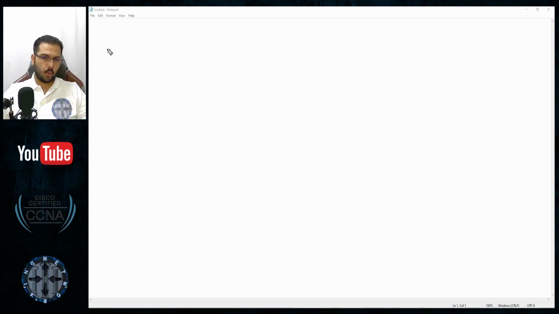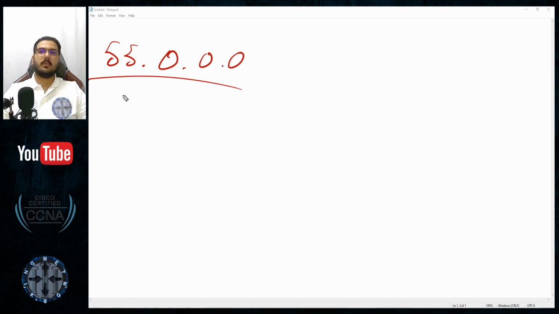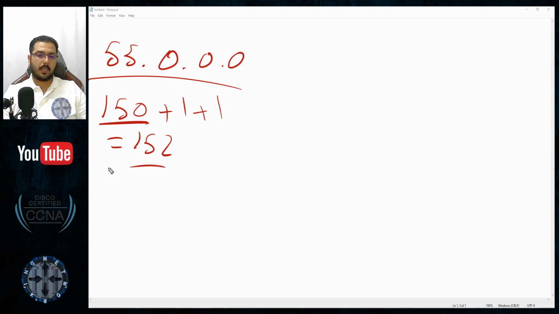Example number two would be 55.0.0.0, and they asked me to design a subnet mask for that prefix that fits 150 employees. So first I will say, actually sir, you need to remember that you need an extra network ID and broadcast ID. So instead of -2 before, now we are adding +2. So 152 IP addresses in total that you need.